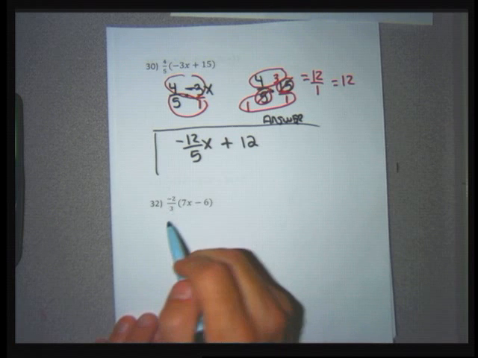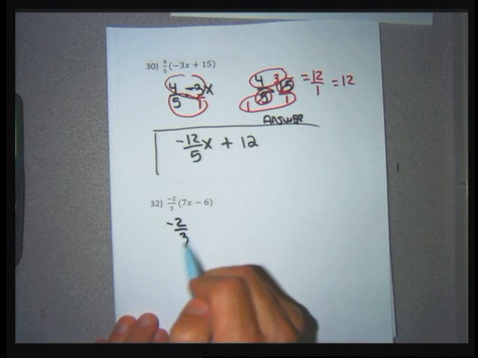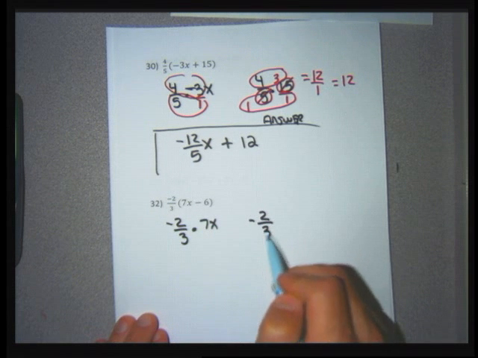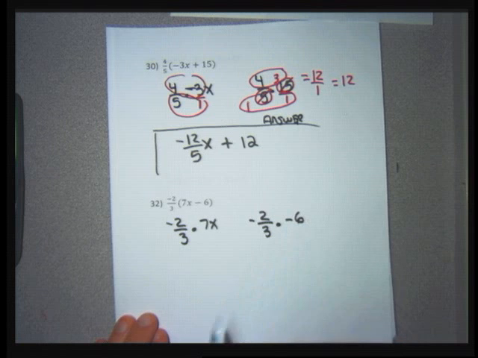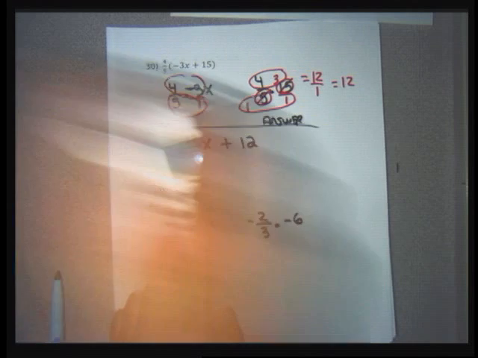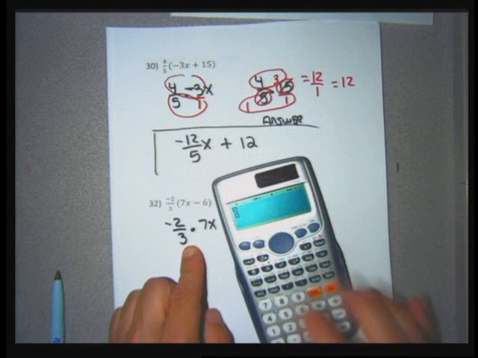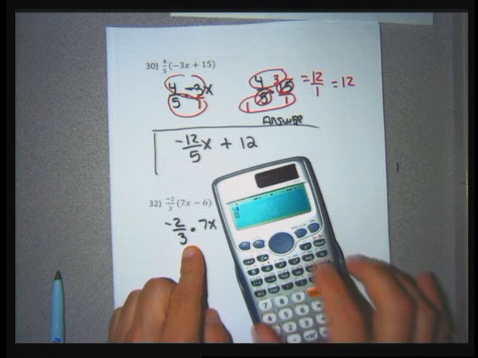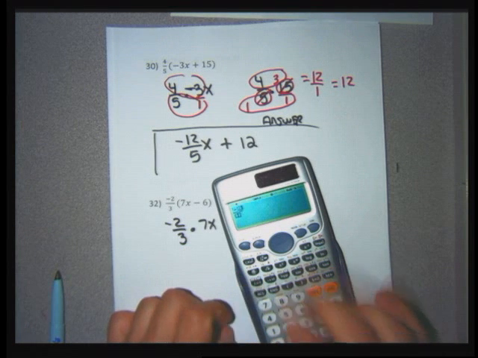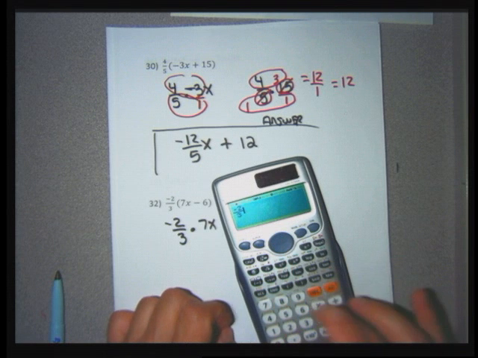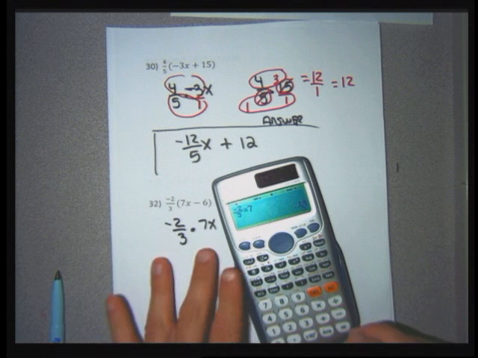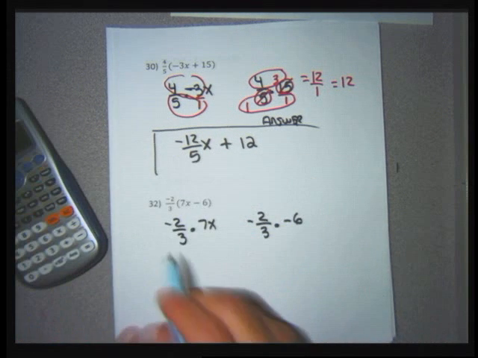For 32, I'm going to go negative 2/3 times 7x and negative 2/3 times negative 6. Again, I could do the ugly fraction work on my calculator. First multiplication is, I used the wrong negative. So you have to use this negative for a negative number. So fraction negative 2 over 3 times 7. My calculator tells me that's negative 14 over 3. So the first piece is going to be negative 14/3 x.